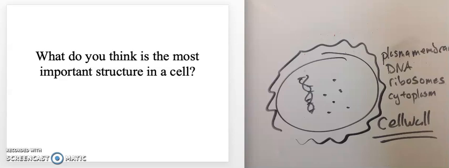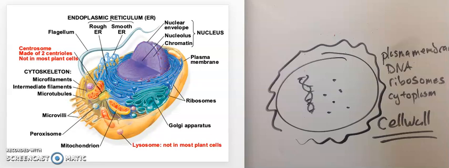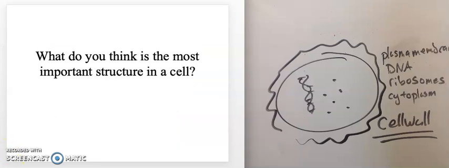So I want you to think, what do you think is the most important structure in a cell? So I'm going to put the animal cell back up here and just jot down, what do you think is the most important structure? Go ahead and pause the video and do that now. If you picked, say, the nucleus for the most important structure, well, prokaryotes don't even have a nucleus, okay? And in your own body, your red blood cells actually lose their nucleus during differentiation, so it can't be the nucleus.